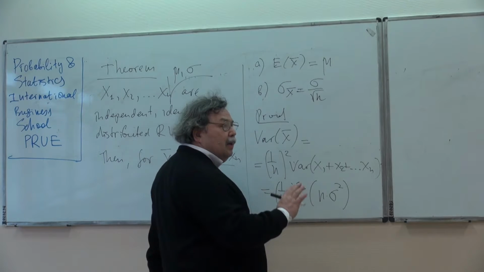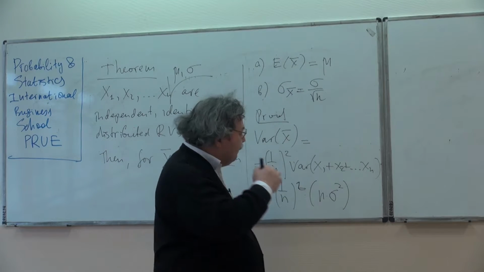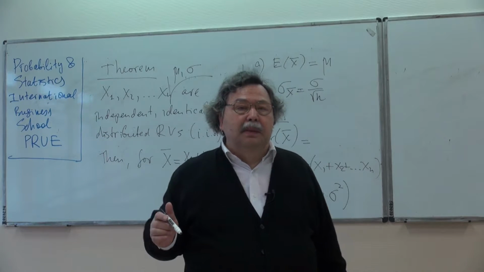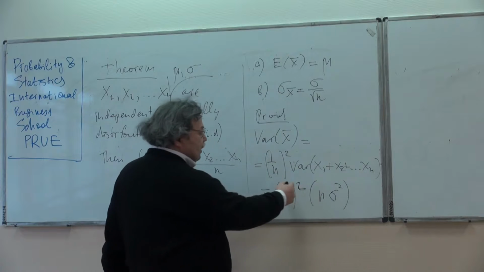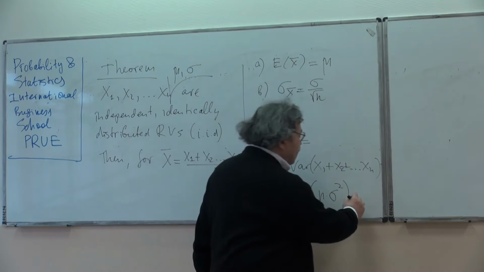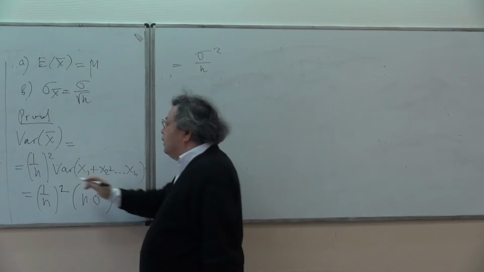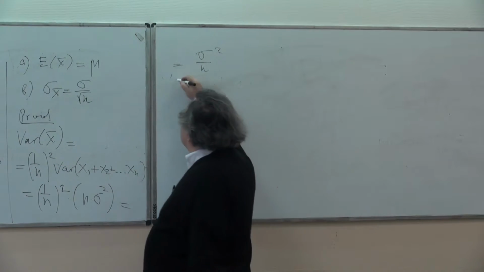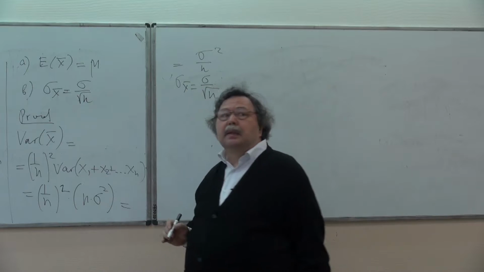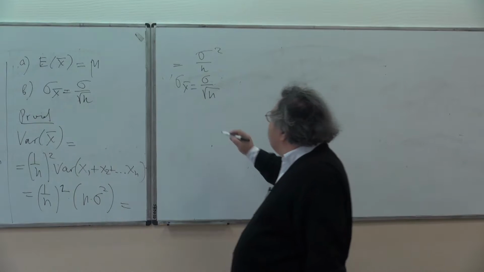Okay? Are you following me? This results from taking out this constant coefficient, 1 over n. And this results from our assumption that these random variables are independent. Okay? And we can factor n once. Here it's 1 over n squared. And the result will be sigma squared over n. And this is the variance. Okay? Taking the square root of this, we get what we expect to get. Sigma x bar is equal to sigma divided by the square root of n.